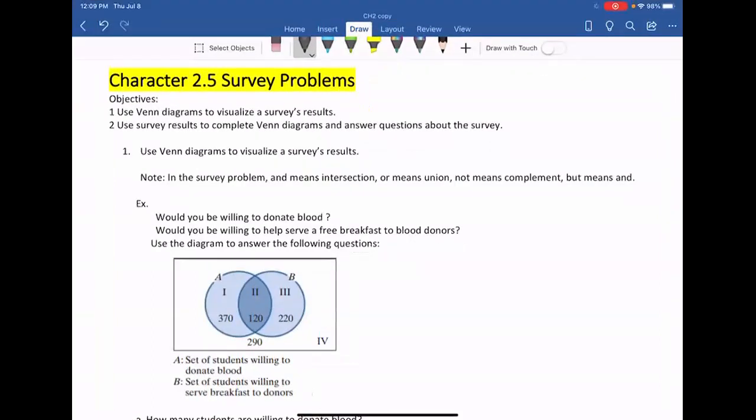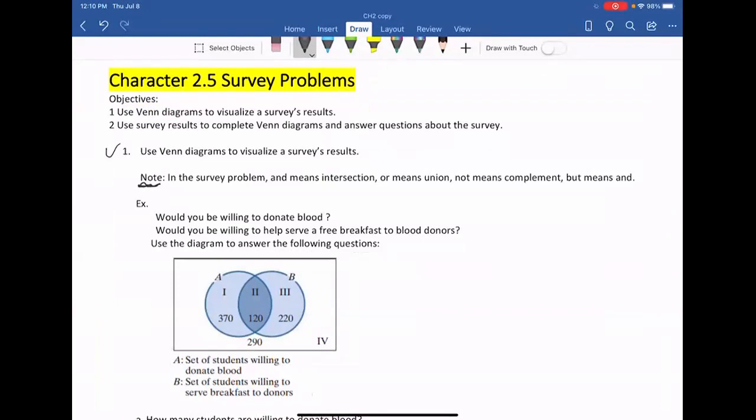In this video, we will learn chapter 2.4, survey problems. We use Venn diagrams and set theory to solve survey problems. The first thing we're going to learn is to use the Venn diagram to visualize a survey's result. So here is a note.